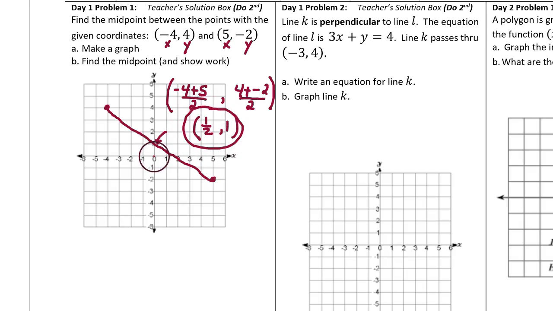So here's the origin. Go over half a unit, and then up 1 unit. Here's the midpoint of our segment. That's very close to the spot that we visually guessed.